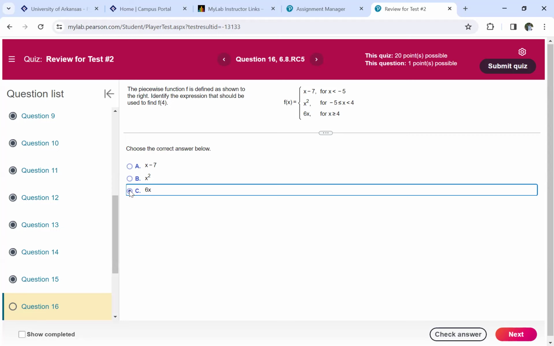So y'all with me on what I'm doing? I'm looking at the 4 and I'm finding the domain for it. That's what the 4 part is. Once I find the domain, then I use whatever equation I got, okay?